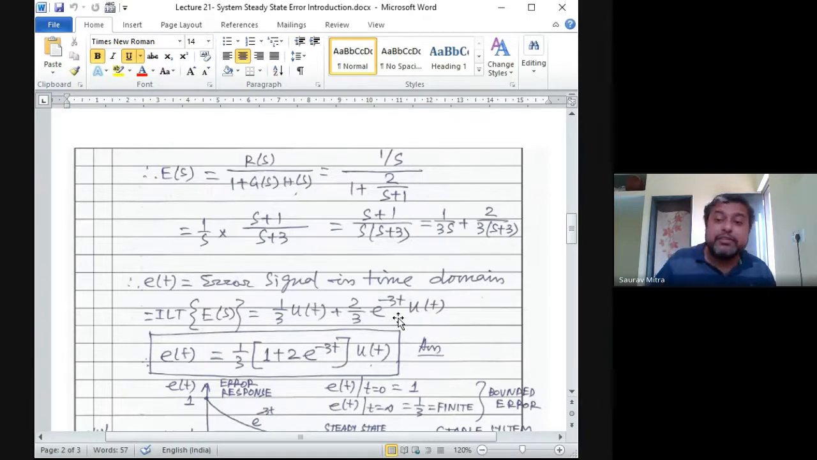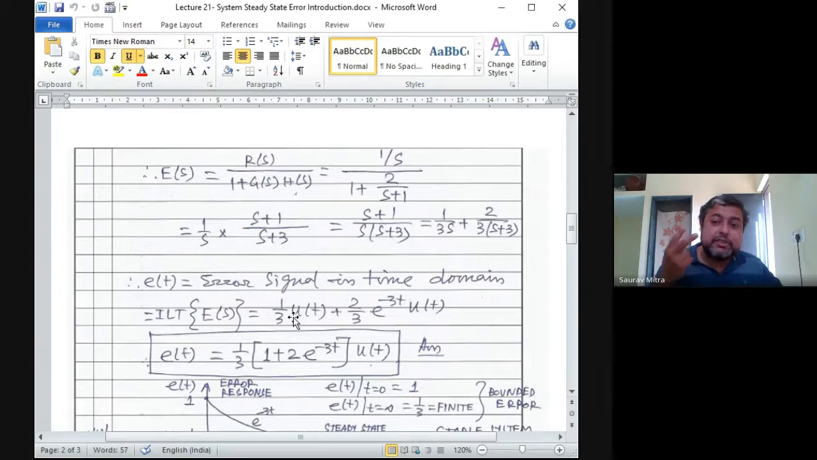What is that 0.33 called? Did you understand how this 0.33 came? In this equation of e(t), substitute t tends to infinity. The next part, this part is called the transient part of the error. Transient means which is depending with respect to time. And this 1 by 3 u(t), this is called the steady part of error. Whatever may be the time, this is the steady part of the error. So this is a DC error.